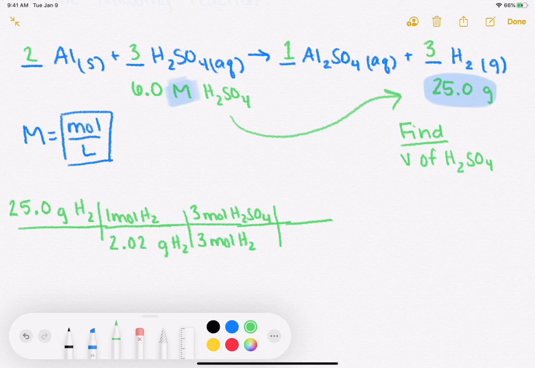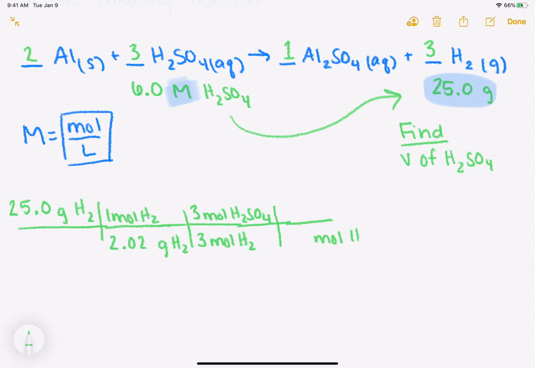So if we want to put moles of H2SO4 on the bottom, we can use those molarity units and put liters of H2SO4 on the top. So what it means that we have 6.0 molar is that we have 6.0 moles of H2SO4 over 1 liter of H2SO4 solution. So we can fill that into our dimensional analysis, and then we can solve. So you can pause the video here to solve that equation.